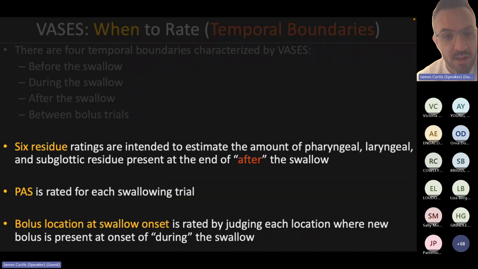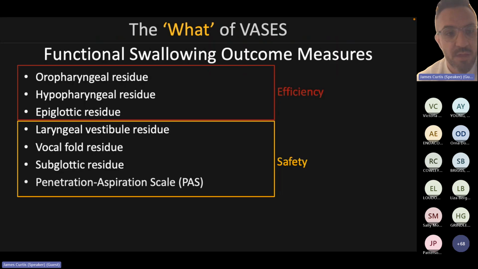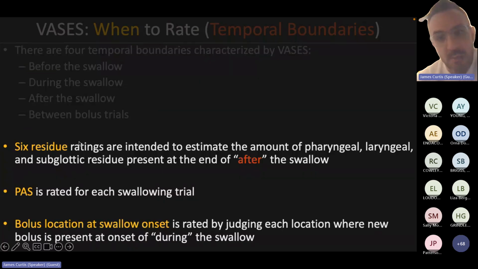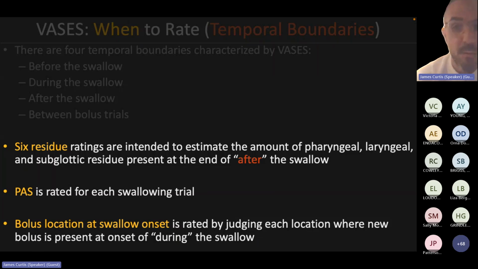The 6 residue ratings that we make, so the residue for the oropharynx, hypopharynx, epiglottis, vestibule, vocal fold, subglottis, those 6 different residue ratings are intended to capture what we see at the offset of the after the swallow phase. So it's at a very specific point in time, because bolus can flow constantly from one region to the next. So it's important that we try to standardize when we are providing our residue ratings. And so the way VASES is currently published and constructed is to provide those ratings of what we see at the offset of the after the swallow phase.